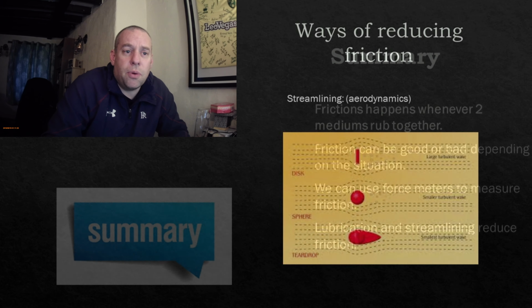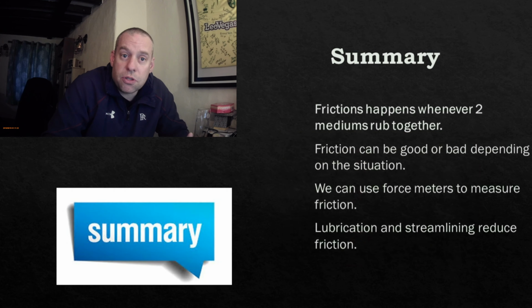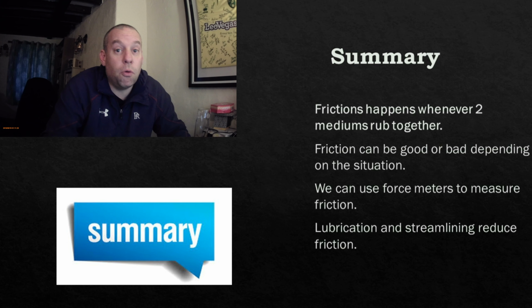So let's summarise quickly. Friction is a force. It happens whenever 2 surfaces rub together. It can be good or bad, depending on what you want it for. We can use force meters to measure friction because it's a force. And if you want to get rid of friction, we would use streamlining and lubrication.